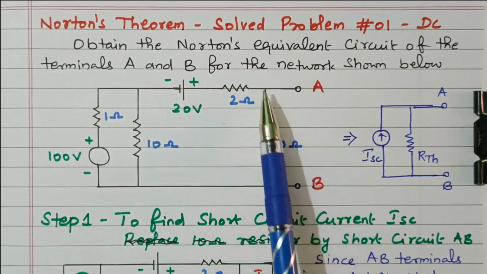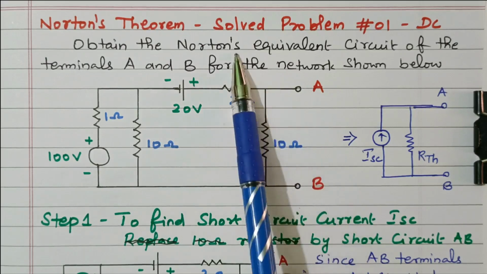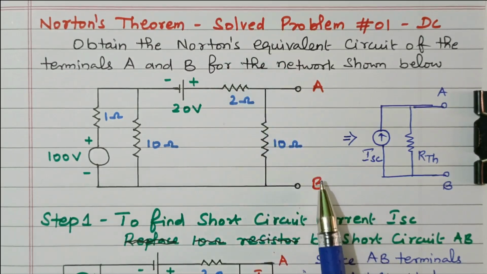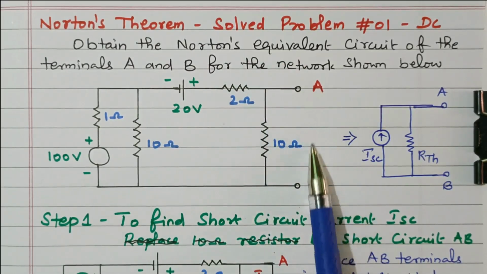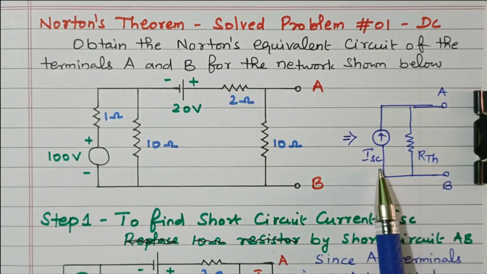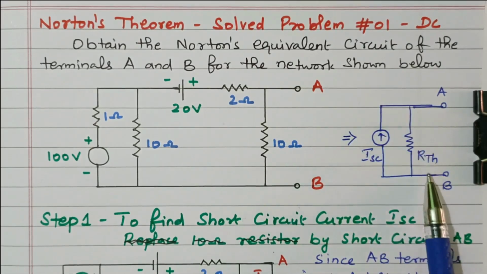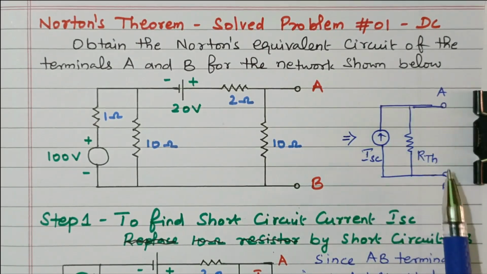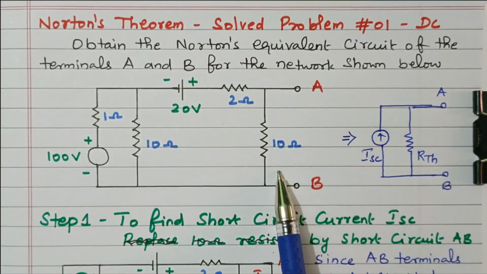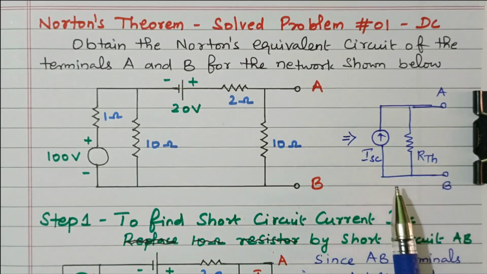In this problem we only need to find the Norton equivalent circuit; there is no further calculation. Between the terminals AB, which is treated as the load terminal, the Norton equivalent circuit is nothing but the short circuit current source in parallel with the Thevenin resistance. This complicated circuit should be converted into a current source in parallel with the Thevenin resistance.